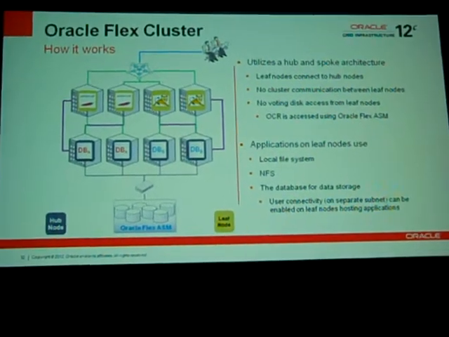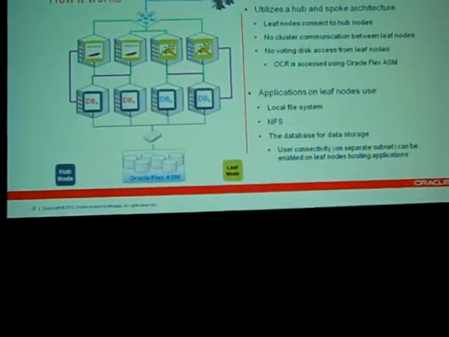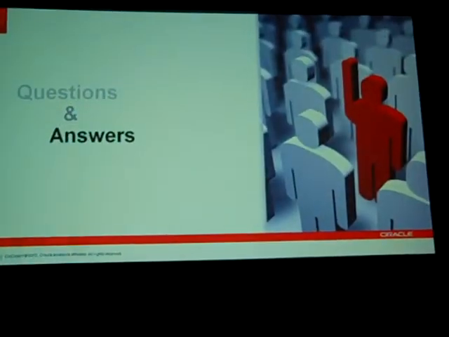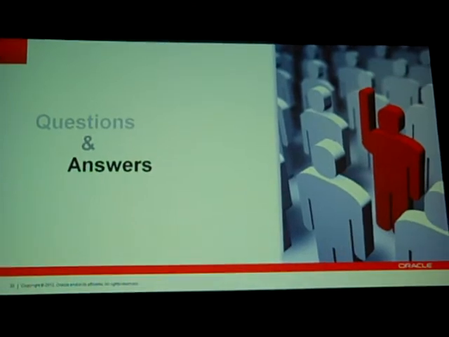And these clients can have segregated subnets with high availability network access. So that's what we're doing in 12c for the application tier. So I'll turn it back to Marcus.